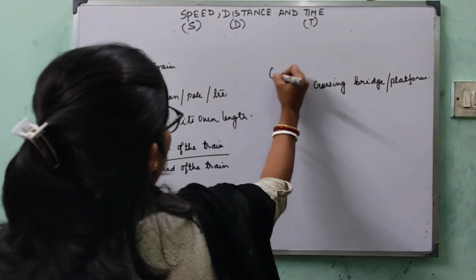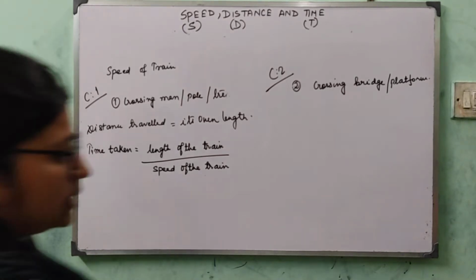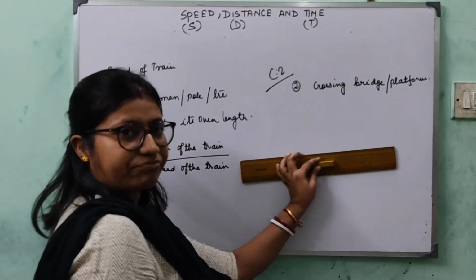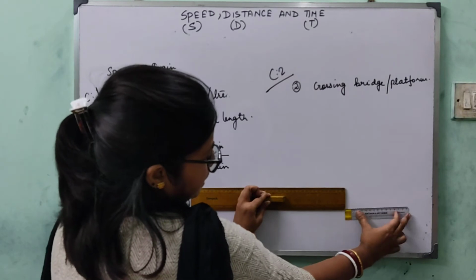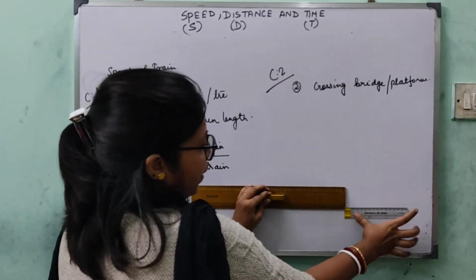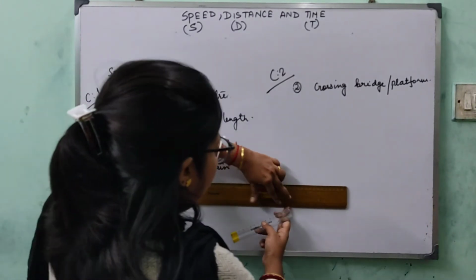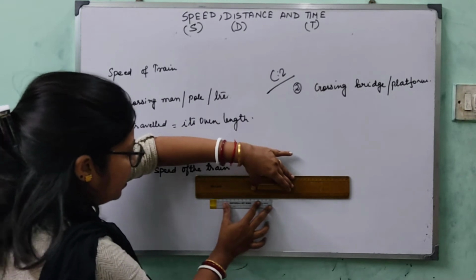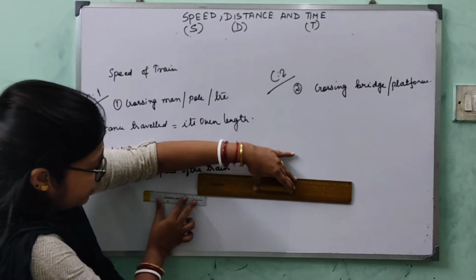Now what is case 2? Case 2 is if the train is crossing a platform or a bridge, then what happens in this case? So in this case, again we will see it practically. Suppose this is a platform and this is the train. Similarly over here you can see that the train is in this position now. Now when this end of the train comes over here, I can say that the train has crossed the platform. So this is the starting point. Now you can see the train is entirely over here.